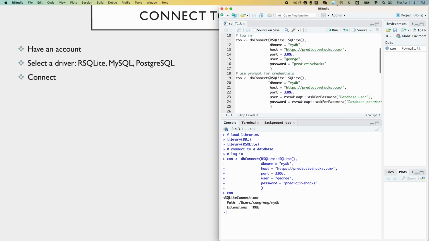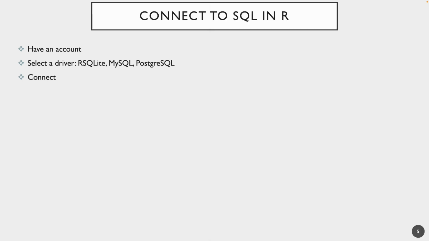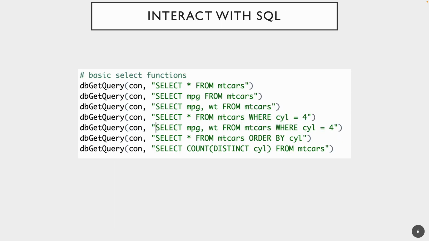And we can also use this prompt window to input our username and also password. That's basically how we're going to connect to SQL from R. Then second, let's see what we can do in R in order to get the data from that database.